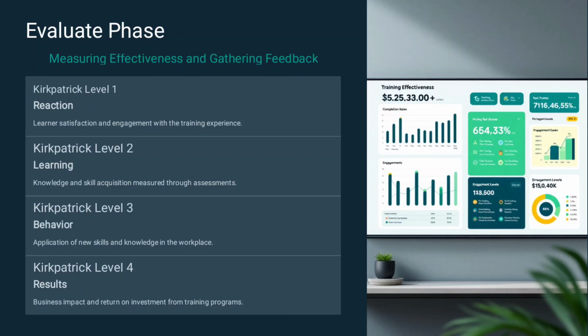Next is Kirkpatrick level 3, which is about the measurement and evaluation of behavior, the application of new skills and knowledge in the workplace. The last and fourth level is Kirkpatrick level 4, which mainly measures the results of the training program, which include business impact and return on investment from the training program.